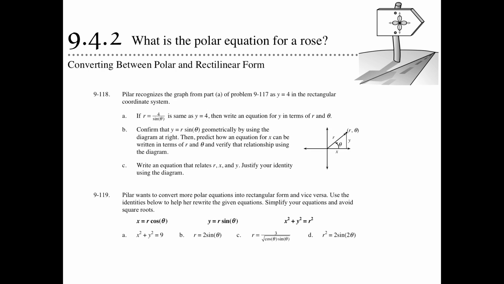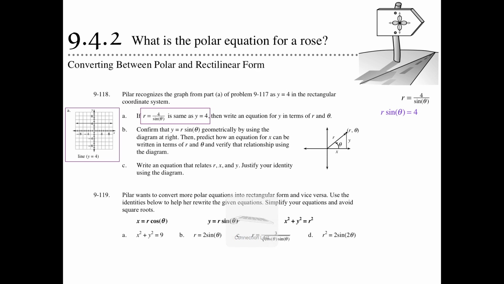Then, running with the fact that your students just discovered that r equals 4 over sine theta is equivalent to y equals 4, problem 9-118 uses that equivalency as a model to walk your students through how to convert a polar equation into its rectilinear form. In part A, your students will cross-multiply the polar equation to find a new equation, r sine theta equals 4, and part B directs them towards a unit circle to show that r sine theta is also equal to y, which explains why y must equal 4.